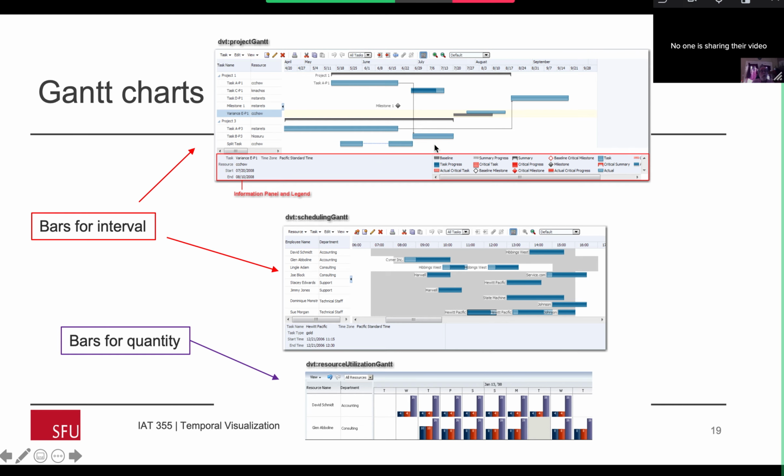So these things are essentially plotting time directly, where the horizontal extent is intended to plot the interval for an activity, and here what's being plotted is essentially the vertical extent being used to plot the quantity of time, and so here we're using essentially a bar chart type of representation for temporal visualization.